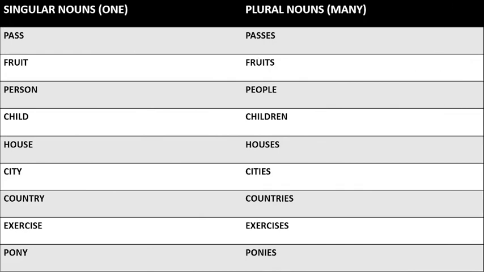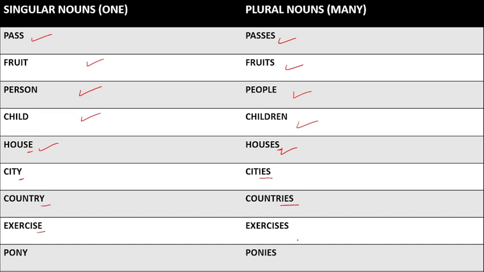Now there are some examples for you to help you understand this concept better. One pass, many passes. One fruit, many fruits. One person, many people. One child, many children. One house, many houses. So whenever a word ends with E, you simply add an S to it. And if a word ends with Y, you remove the Y and write IES. So city becomes cities, country becomes countries.